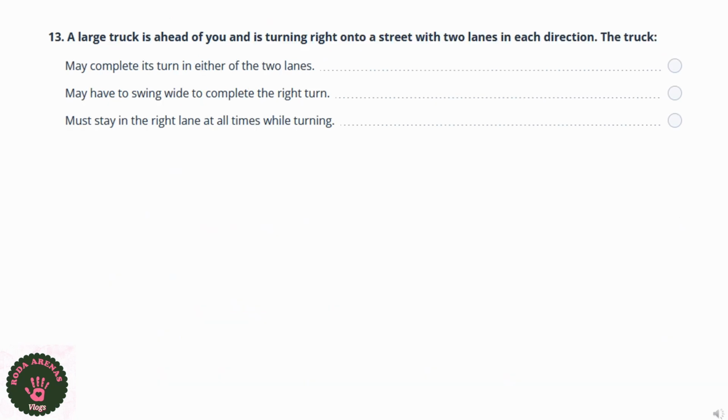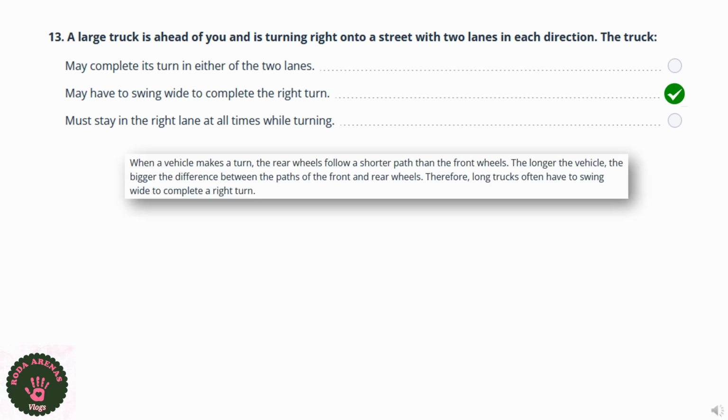A large truck is ahead of you and is turning right onto a street with two lanes in each direction. The truck may complete its turn in either of the two lanes, may have to swing wide to complete the right turn, must stay in the right lane at all times while turning. The correct answer is may have to swing wide to complete the right turn.